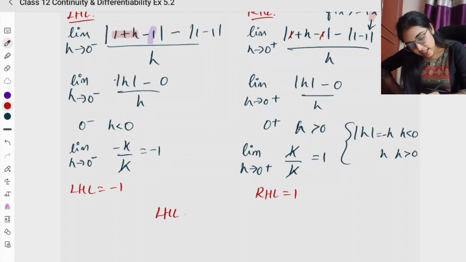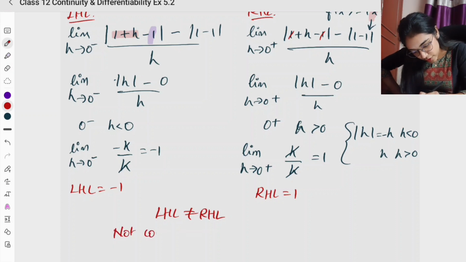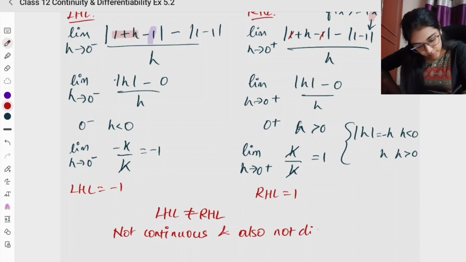So you see that the left hand limit is not equal to the right hand limit. So it means it is not continuous. Not continuous and also not differentiable. Okay. So this is how you write your final answer.